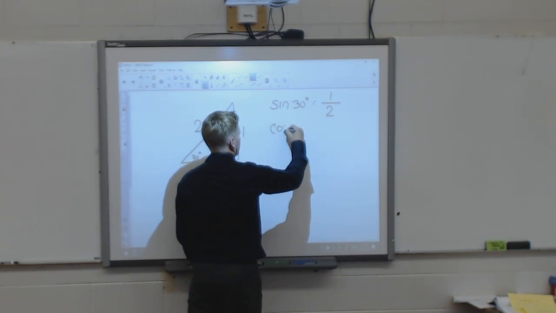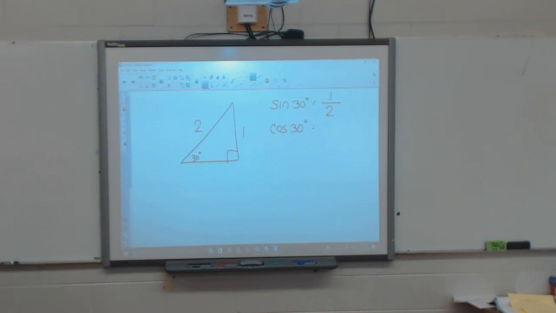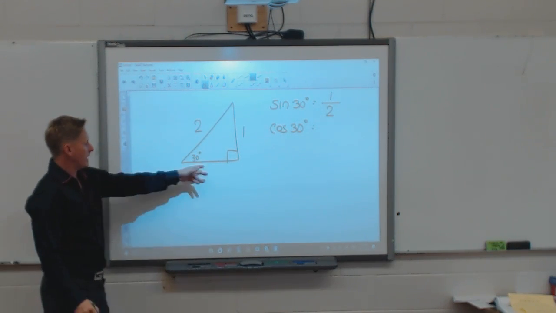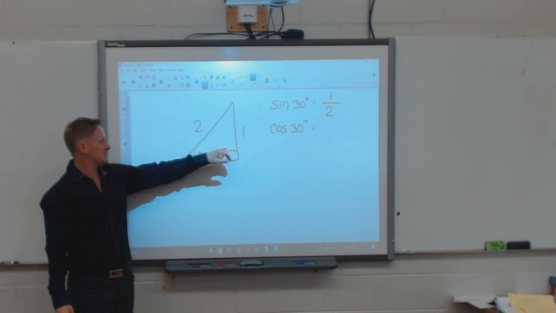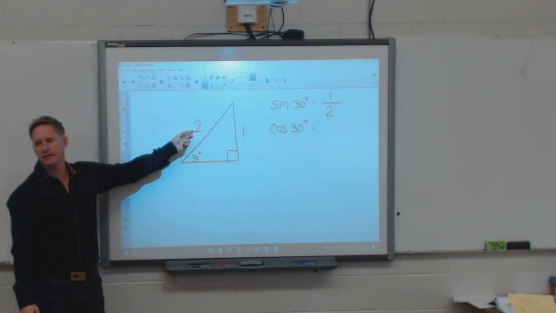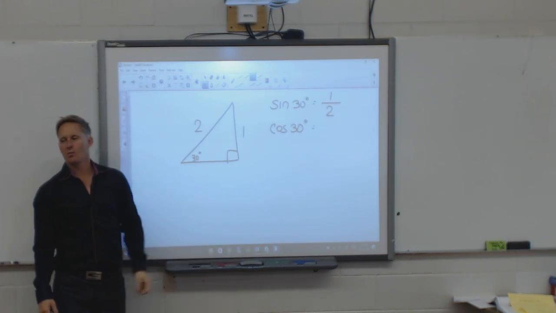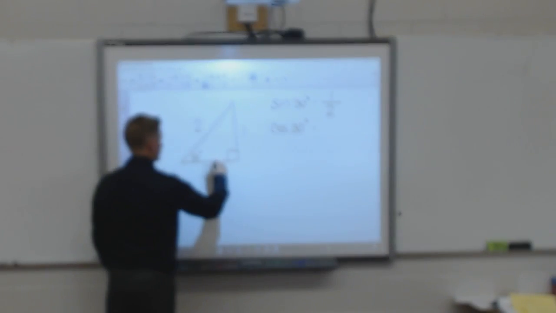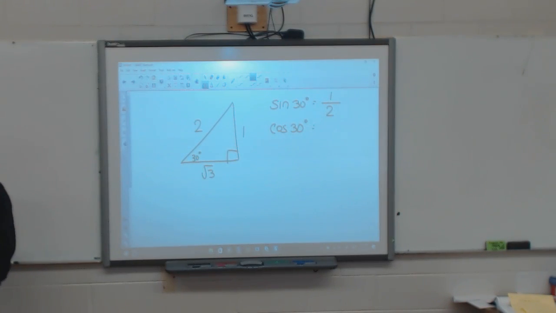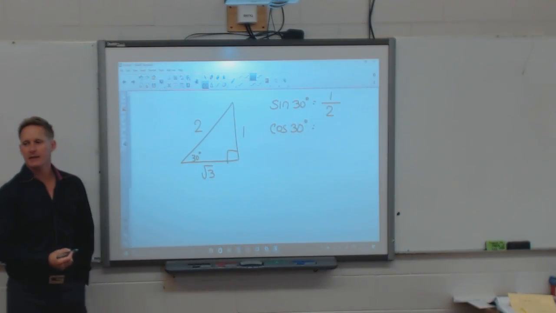My cos of 30 degrees then, what's the cos ratio? Well, we need to find this side length right here, using Pythagoras' theorem. This side squared plus this side squared is equal to that side squared, right? 2 squared is 4. 4 subtract 1 is 3. The square root of 3 is the length of this side right here. So if I know that the square root of 3 is that length, what is the cos of 30 degrees then?